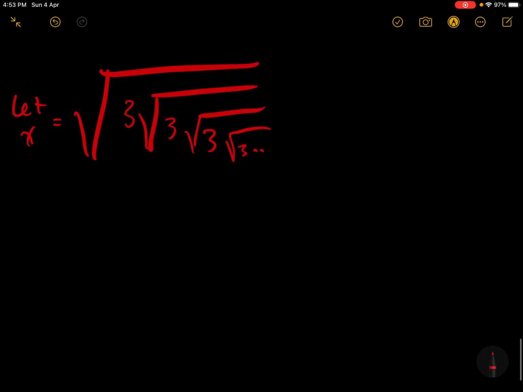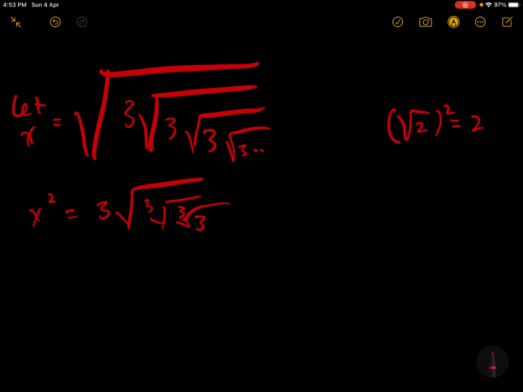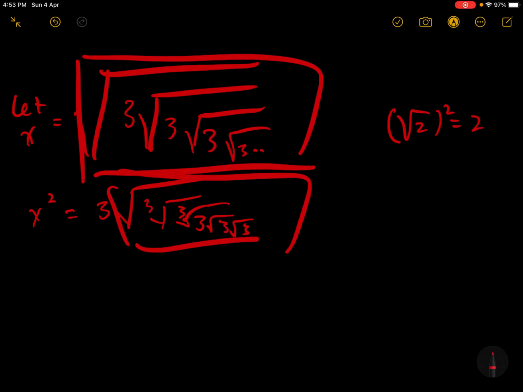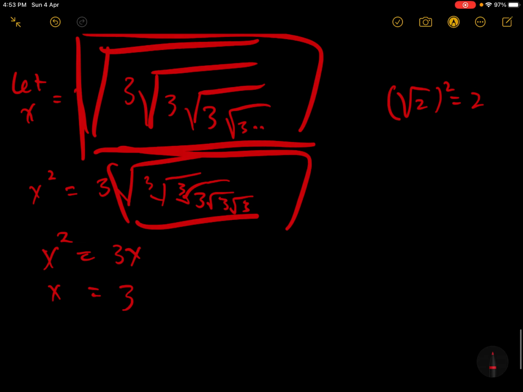Now, what you can do is square the thing, so x squared. Remember, if you square a square root, then you can remove the square root. So it'll become 3 times the square root of 3 times the square root of 3, and so on. But remember, we're dealing with an infinite series. So this thing can go on and on everywhere. It doesn't stop because it's infinite. So if you think about it, if it's infinite, wouldn't this be the same as this? So this is x, so you can put it as 3x. So x squared equals 3x. Then x equals 3.